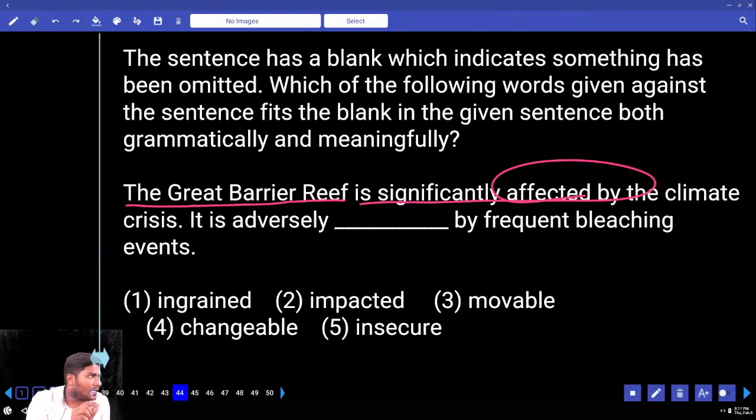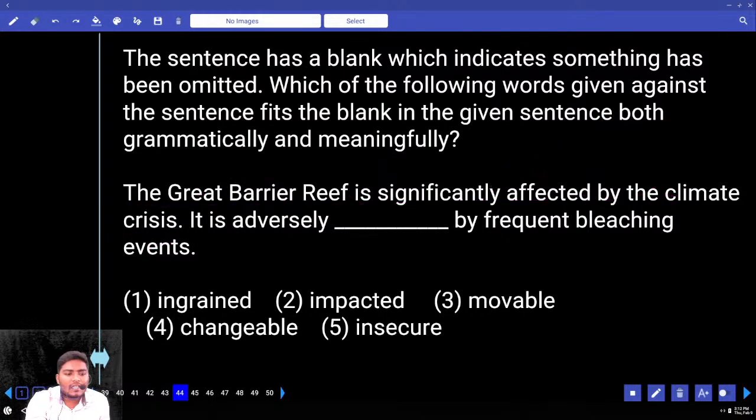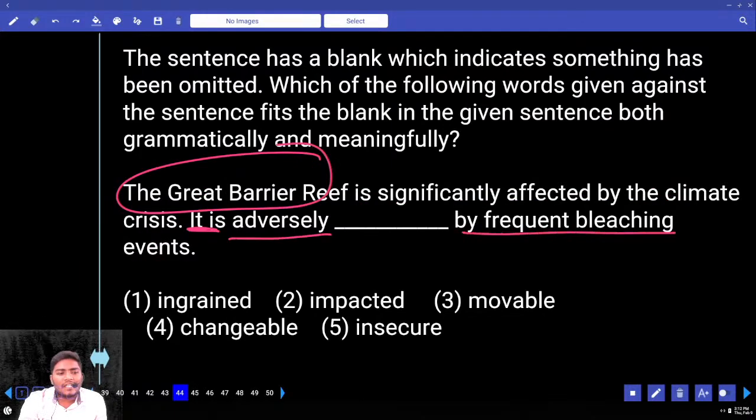Affected, positive or negative? Now the people in Turkey are affected. Positive or negative? Negative. Okay. Affected comes with the meaning of negative by the climate crisis. Because of climate crisis, this barrier reef is affected. Right? Now, it refers to what here? What are we referring to it as? The Great Barrier Reef. It is adversely dashed by frequent bleaching events.